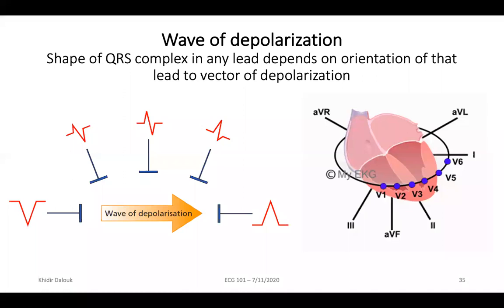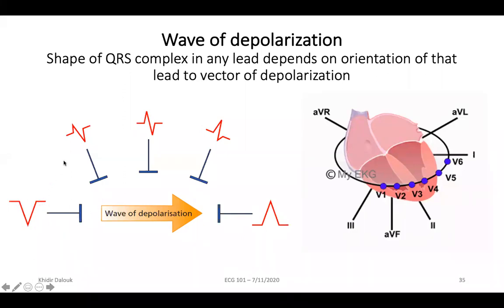This is another important concept that I want you to understand and keep in mind. As I said, the shape of the QRS, or even the shape of the P wave that we record in the ECG in any of the leads, depends on the orientation of that lead and the vector of depolarization, that wavefront. If you think about this as your lead, or your camera, and the wavefront is coming to it, if you're going towards a lead, your deflection is going to be positive. If you're going away from a lead, this wavefront is going this way, so it's going away from this lead, that's why it's negative.